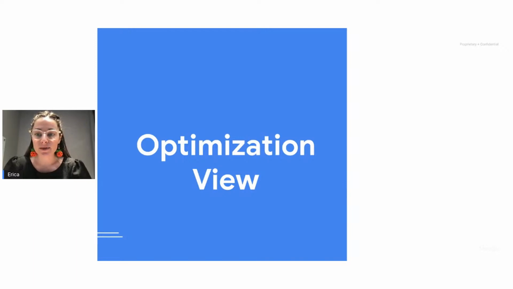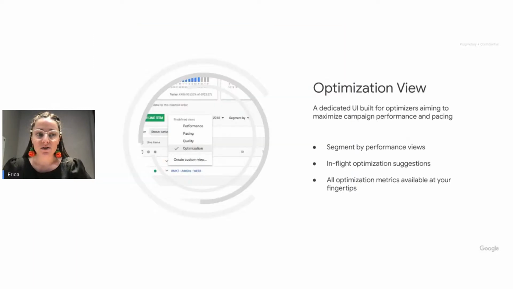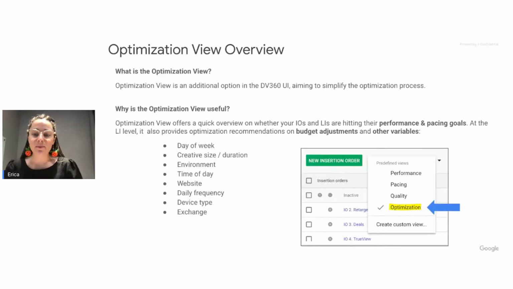So starting with the optimization view, this can be toggled at the line item or IO level by changing the drop down on the middle bar from the performance default to optimization, which unlocks in-flight suggestions that you're able to take action on or consider as you're in that optimization mode. We'll take a look at this in more detail in the demo, but with a very quick flip of a switch, you're able to unlock some pretty powerful optimization recommendations here, ranging from performance to budget adjustments.